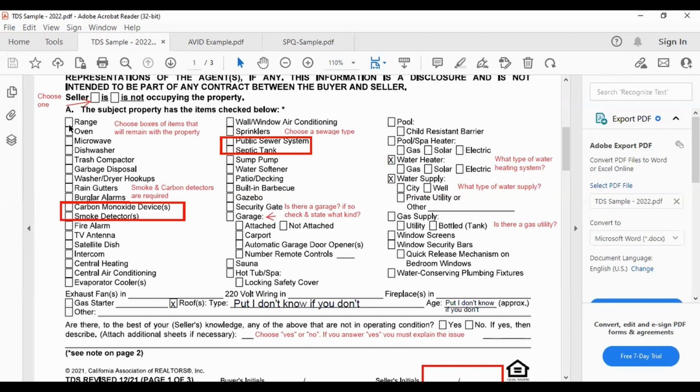Even if it's not working, you can check it. Let's say the oven isn't working, you can check that there's an oven there and it's part of the sale, but here, at the bottom, you are to explain that it's not in operating condition.